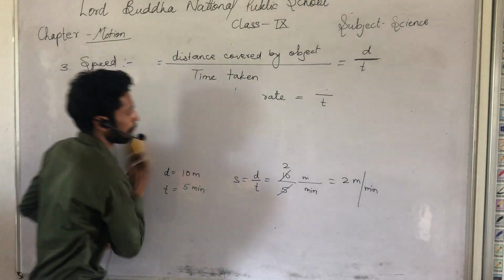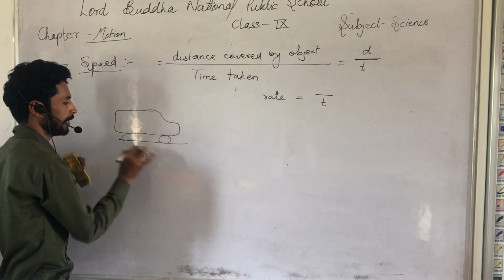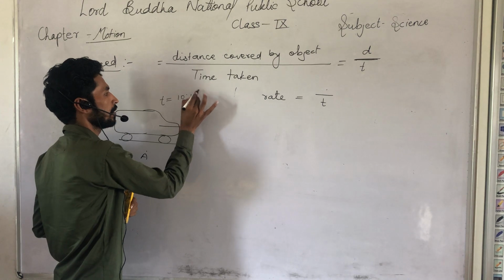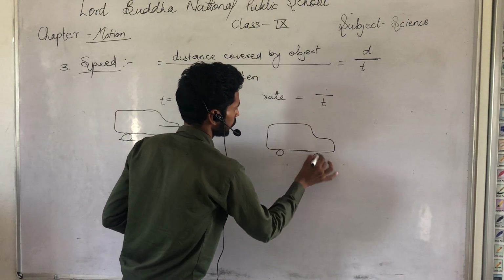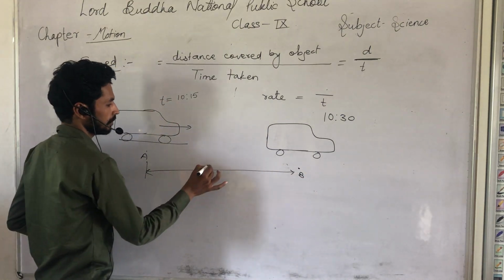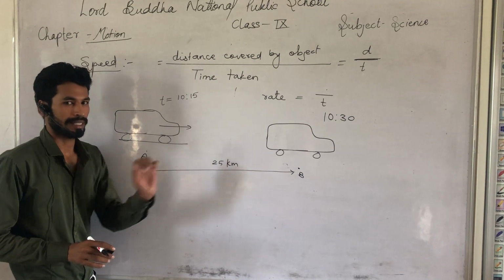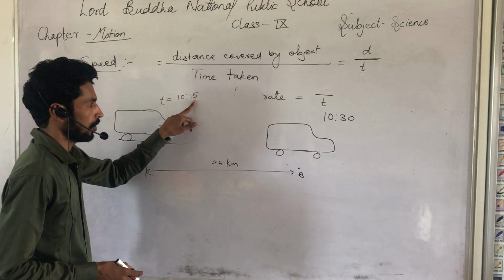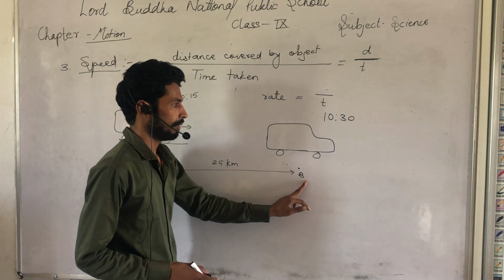Take another example. Suppose there is a car at point A. At 10:15 o'clock, it starts to move. After 15 minutes, at 10:30 o'clock, it reaches point B and covers 25 kilometers. Then find out the speed of this car. The question is: a car starts to move at 10:15 o'clock, covers 25 km, and at 10:30 reaches point B. Find out the speed of the car.